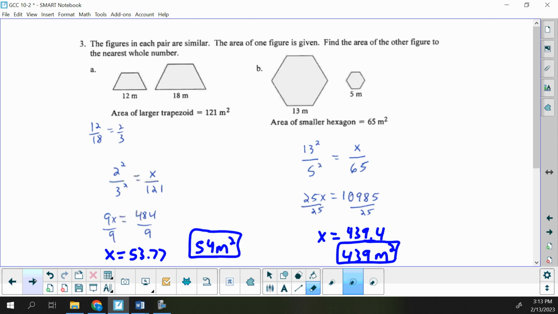Question 3 was similar to the second warm-up question. Take your side ratio, reduce it, we get 2/3. Square each of them, and now that means we're setting up the area ratio. The 121 had to go in the bottom across from the 3 because that they told us was the larger area. Cross multiply and solve, and they wanted us to round to the nearest whole. We had 53.7, so that rounds up to 54 meters squared.